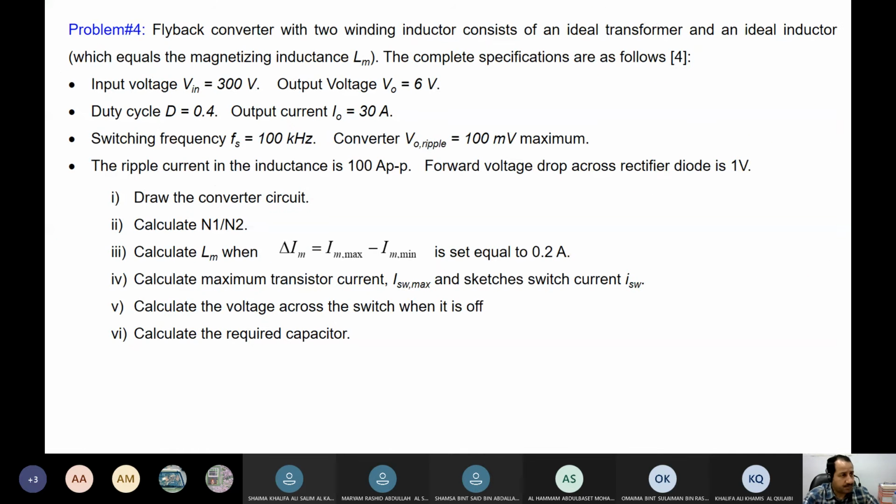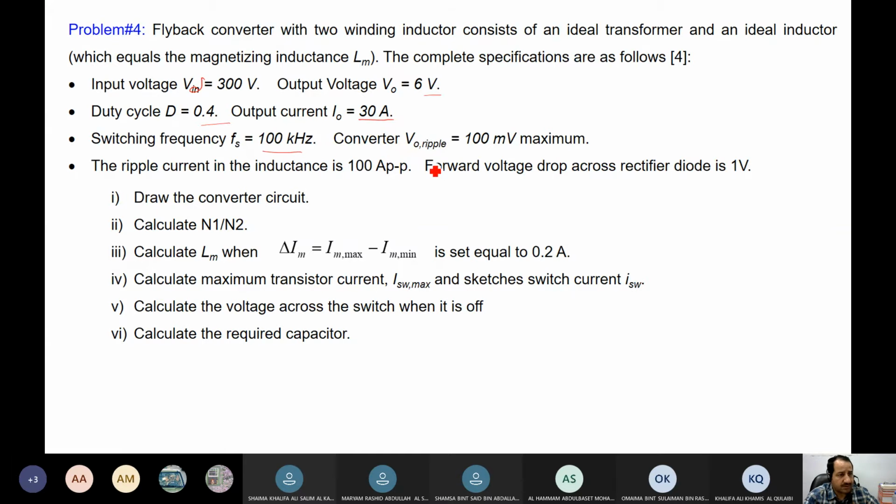Another question. A flyback converter with 2 windings inductor consists of an ideal transformer and an ideal inductor, which equal the magnetizing inductance LM. The complete specification are given below. Have a look. V input, this is VD or V input, 300. V output is 6. Step down here. D is 0.4, he calculated for me. Output current is 30 amp.